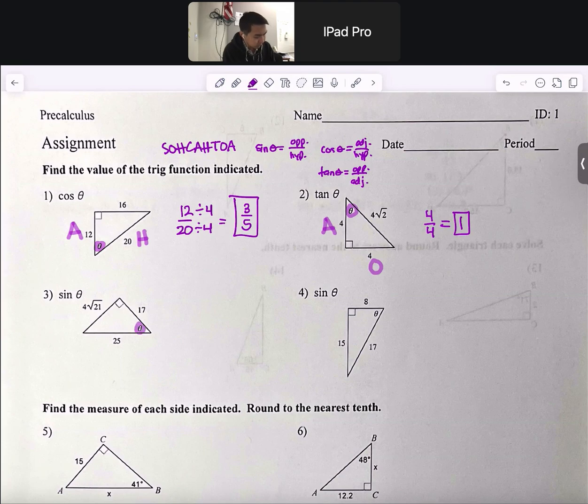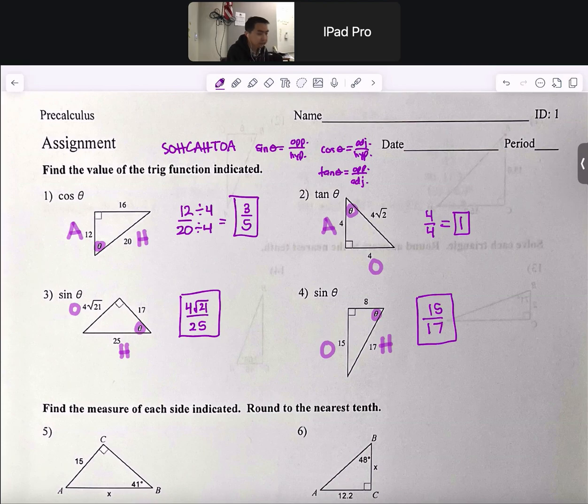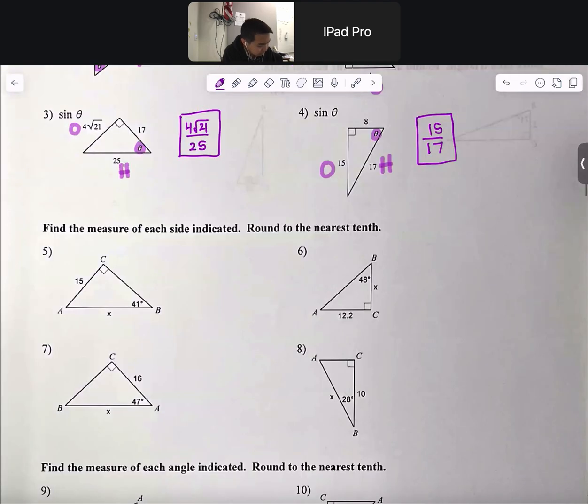Okay, here's theta. If we're trying to find sine theta, that's just opposite over the hypotenuse. So opposite is 4 over 21, hypotenuse is 25. Can't simplify 4 over 25, so that's all you can do in terms of simplification. Sine of theta. Sine is opposite over hypotenuse, so we're going to have 15 over 17. And that can't simplify at all. Okay? All right.